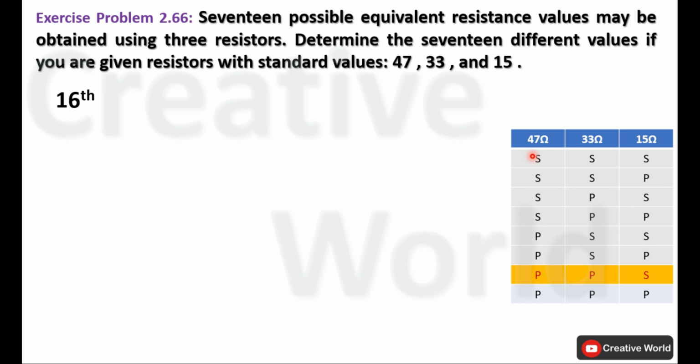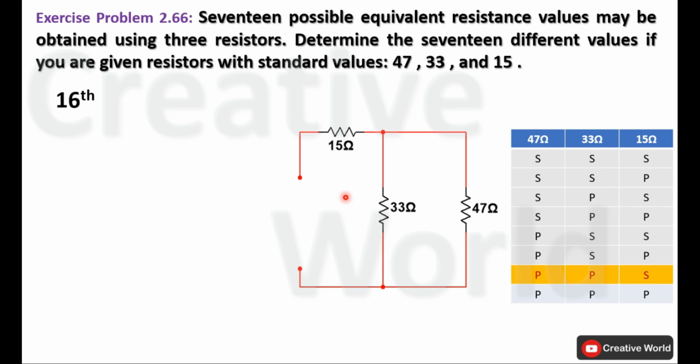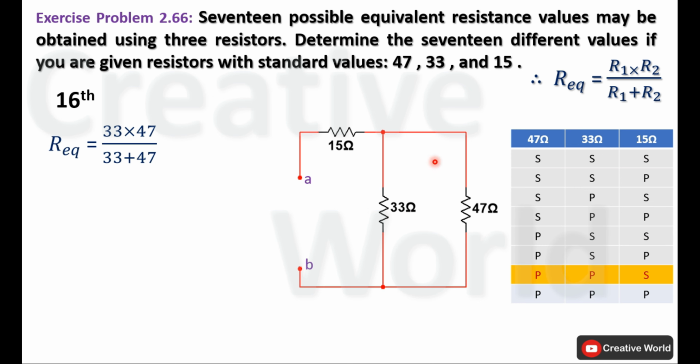In this configuration, 47 ohm and 33 ohm are connected in parallel, while 15 ohm resistance is connected in series with both of these resistances. Circuit diagram is provided here. Solve the circuit diagram to calculate equivalent resistance. First of all, the equivalent resistance of these two resistances will be calculated using this equation. In this equation, 33 will be R1 and 47 will be R2. Product of 33 and 47 will be 1551. Sum of 33 and 47 will become 80. Divide 1551 by 80. R equivalent will be 19.38 ohm.